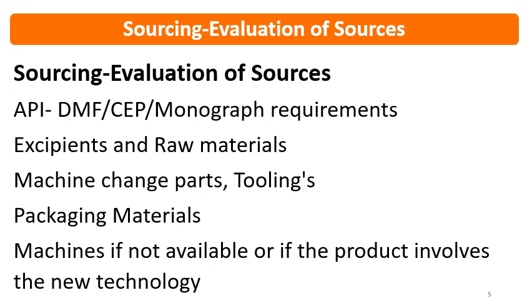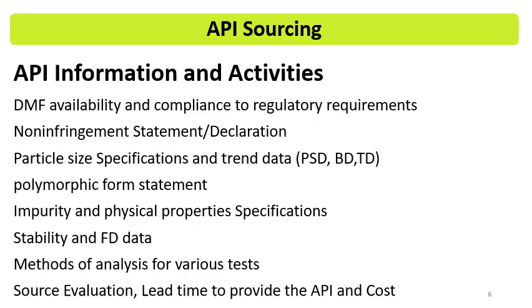Then machines are also required if the product involves new technology. If the product involves use of spray drying or Wurster coating or hot melt extrusion or melt granulation or some newer technology like powder layering, at that time for the generic product development the machines are required to be procured. So this is regarding the evaluation of the sources.